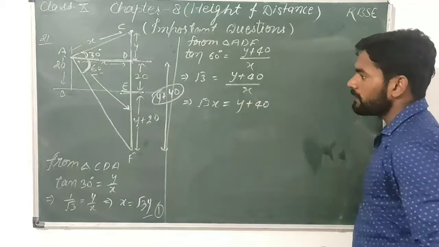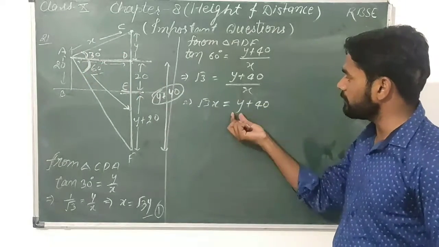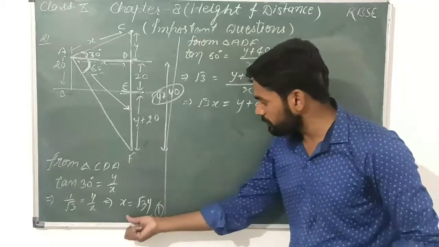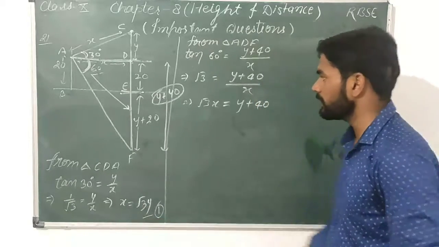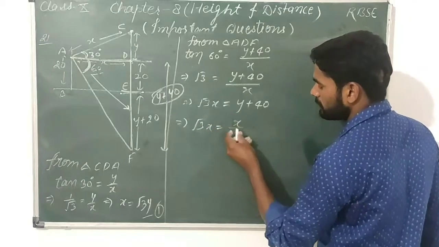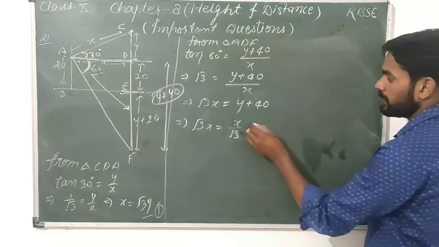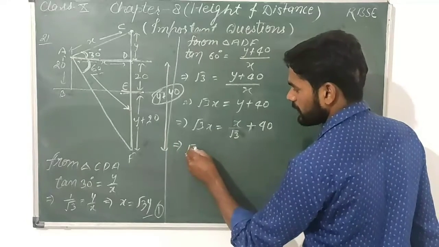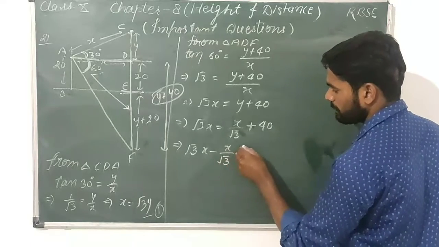What we have to calculate here is the length of x. So we will eliminate the variable y. So apply the value of y from equation first. y is x upon under root 3. So root 3 x is equal to x upon under root 3 plus 40. Take it over: root 3 x minus x upon root 3 is equal to 40.